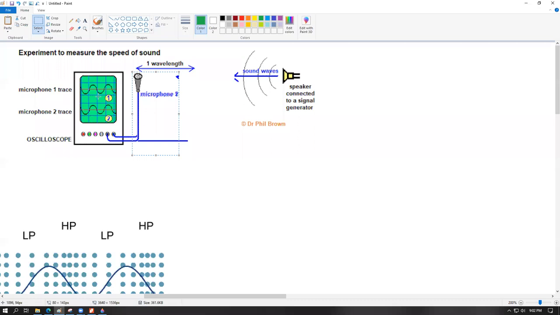Now, if you slowly start to take microphone two slightly to the right, what's going to happen? The compression is going to be experienced by microphone two first, and then it's going to reach microphone one, which means these two waves are not going to be identical anymore. There'll be some slight difference in their phase.